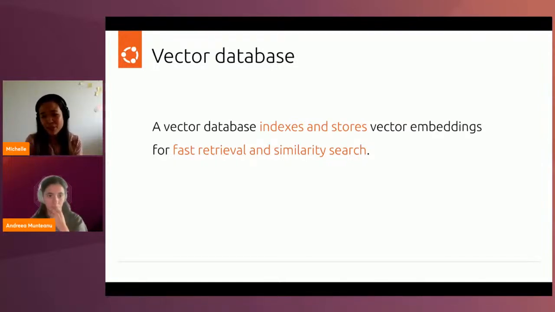What do I mean by that? We're not just talking about text, we're also talking about audio, image, other unstructured information. And let's deep dive into what we mean by vector embeddings and how we actually index and store them so that you can retrieve information fast through a technology called similarity search.